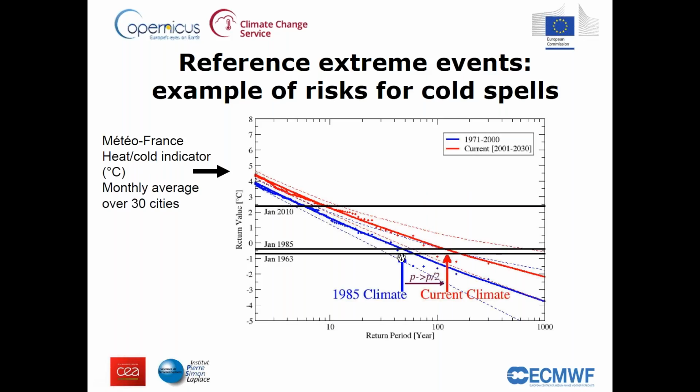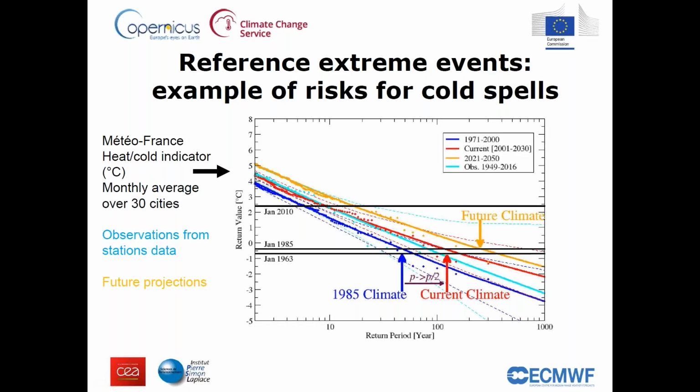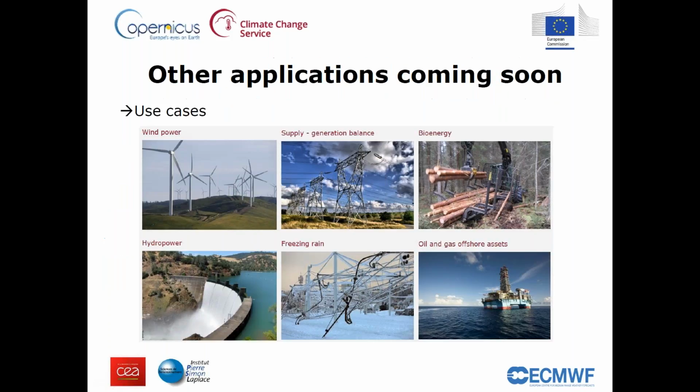So I put here the reference event of January 1985, which was an event with a return period of 50 years, and to show that in the current climate, the probability would be divided by 2. I can show also observations put on top of that to show that it fits quite nicely with the model, and also the future climate for which, for the same event, we could expect a decrease of probability by a factor of 2.